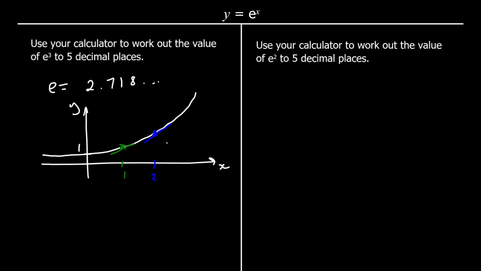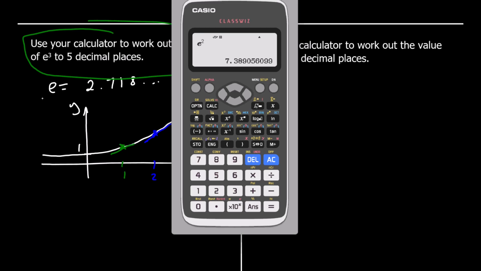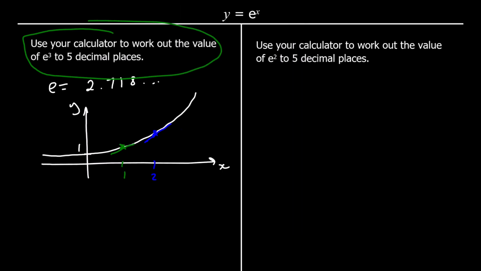Use your calculator to work out the value of e cubed to 5 decimal places. So we just press e cubed. So to 5 decimal places, we've got 20.08554.